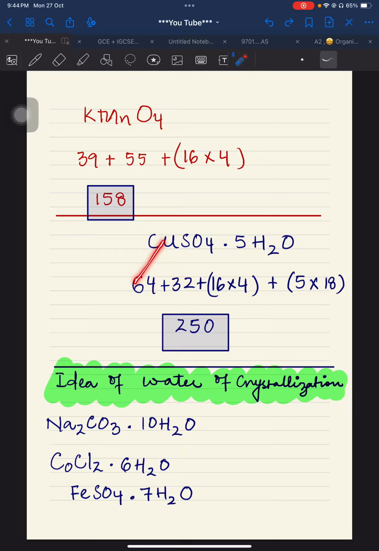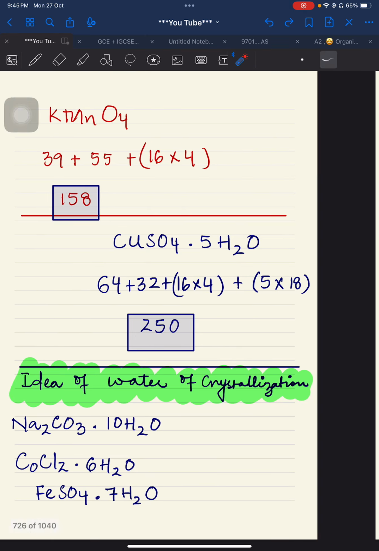It is copper 64, sulfur 32, and oxygen 16 times 4, whereas water will be 5 times 18, and it is giving you 250. So in this way, copper sulfate alone is 160, whereas water is 18 times 5, which is 90. So 160 plus 90 is equal to 250. So we can move on to the next thing.